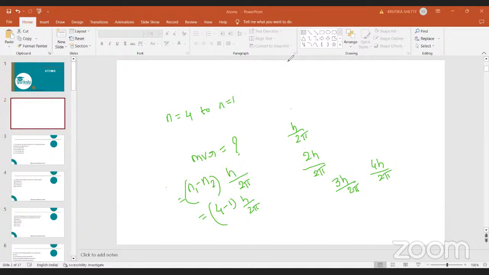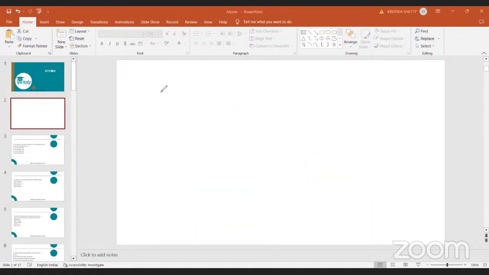So the question is, the total energy of an electron revolving in the second orbit of hydrogen is? Options are 13.6, minus 1.51, minus 3.4, and minus 13.4, all in electron volts, and option D is 0. So I'll repeat the question. The total energy of an electron revolving in the second orbit of hydrogen atom is?